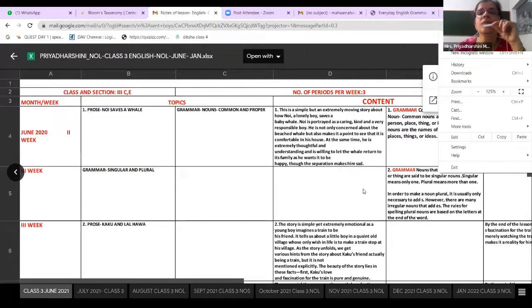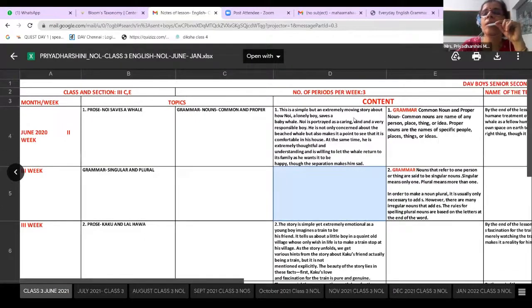Yes. See, this is a simple but an extremely moving story about how Noi, a lonely boy, saves a baby whale. So you will write the content in just 2 or 3 lines. You read the full story before you write, and write the content also in your lesson plan. Okay, this we write in our lesson plan always.